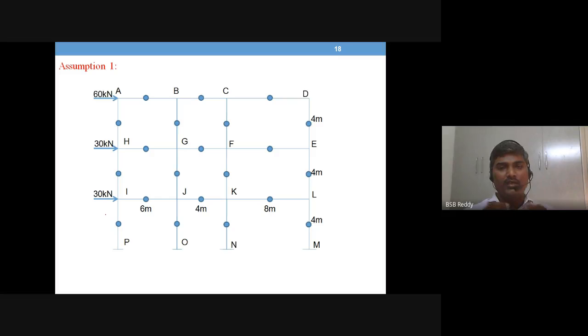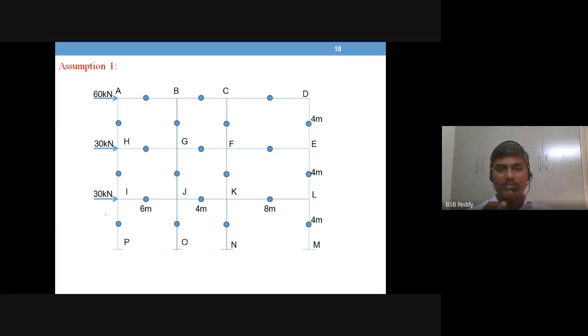As soon as you take a problem, you apply the assumptions first, according to that particular method. You have two methods in this laterally loaded frame analysis, either portal or cantilever, and they have their own assumptions. We have now taken the portal method. The portal method has two assumptions. The first assumption is the same for both the methods.